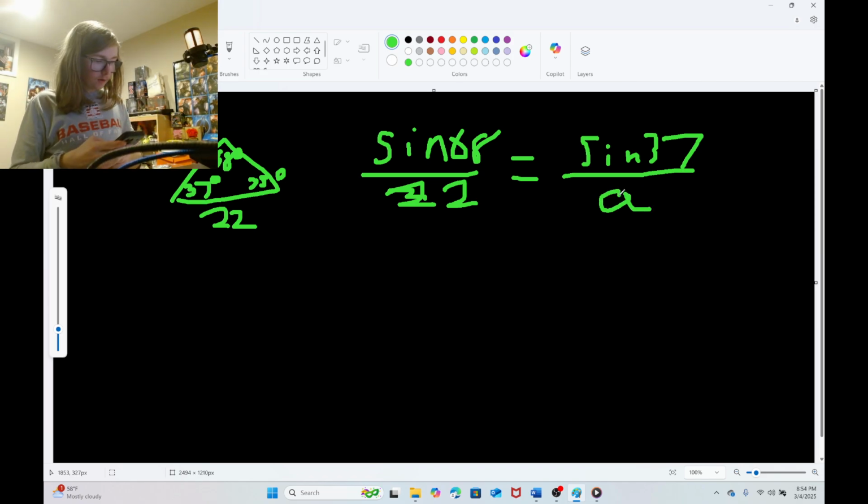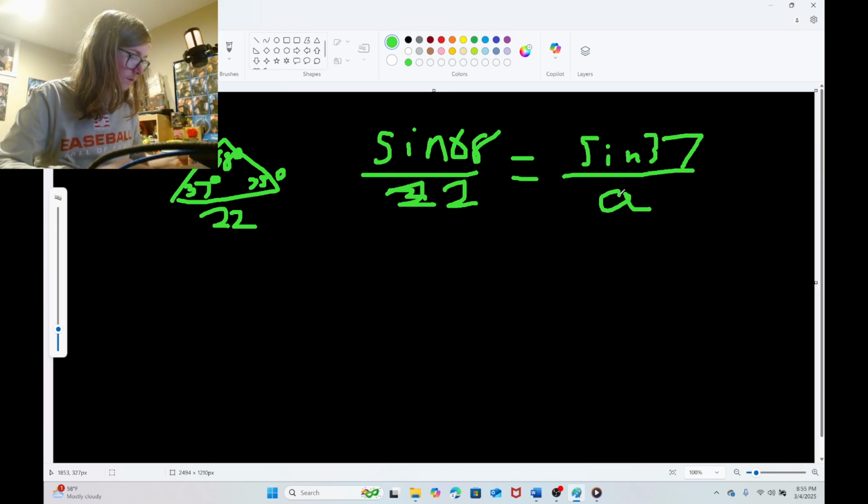We should know how to do it at this point, right, everyone? We know how to do it at this point. 22 sine 37 divided by sine of 68, which gives us a side length of 14.3 approximately for side A.